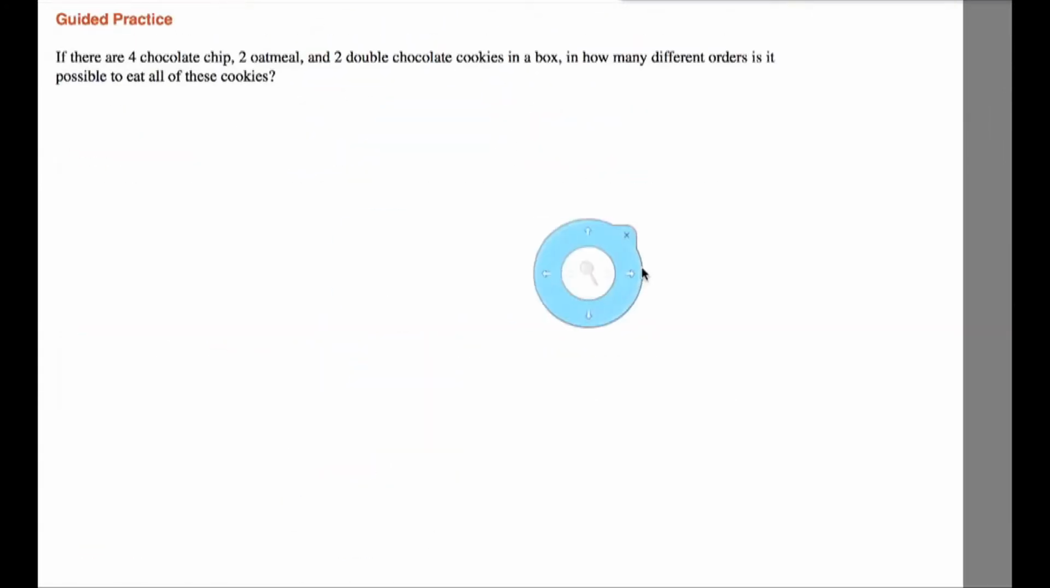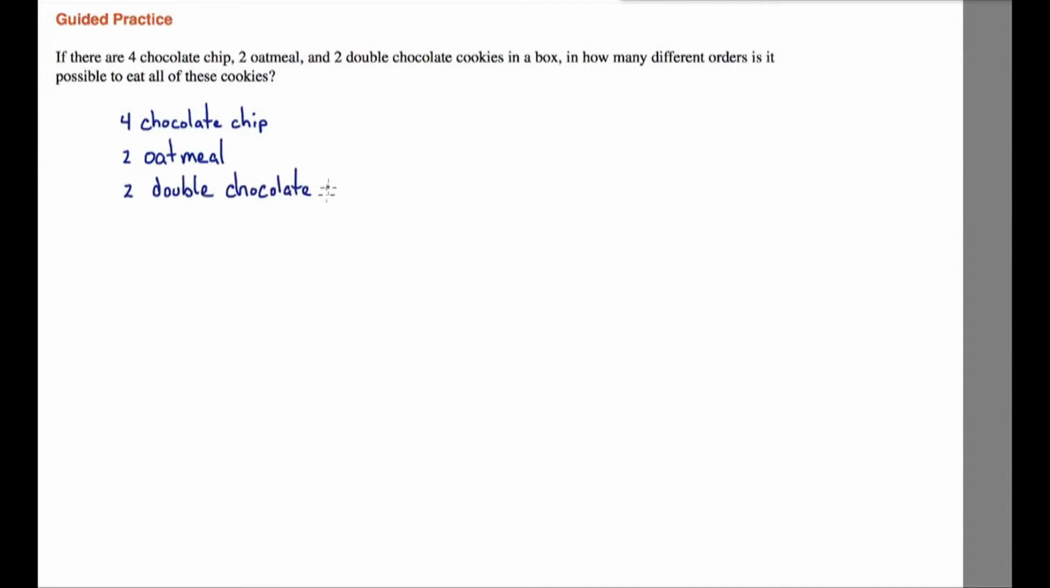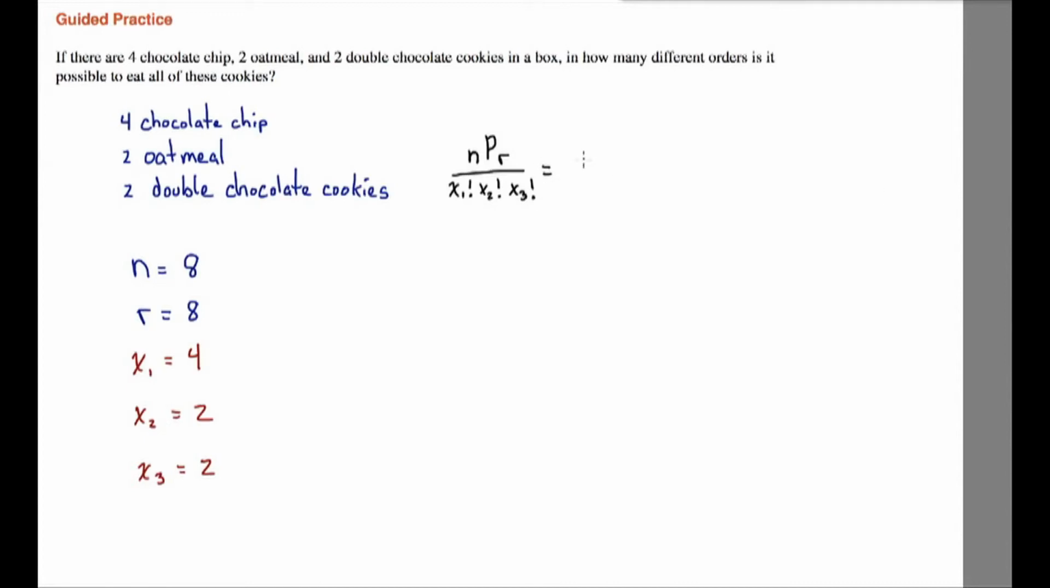Okay, last problem here. See if you can try this on your own before you look at the solution. We have 4 chocolate chip, 2 oatmeal, and 2 double chocolate chip cookies in a box. How many different orders is it possible to eat all of these cookies? So there's lots of repetition here, and we need to account for that. So we have 8 objects, we have 8 spaces for them, and we have 3 different objects that are being repeated. So I get 8P8 over 4 factorial times 2 factorial times 2 factorial.